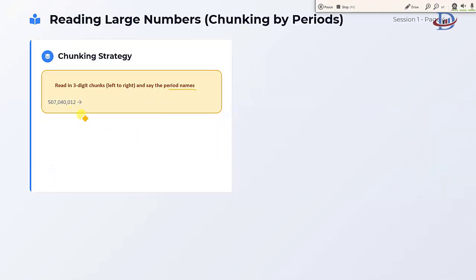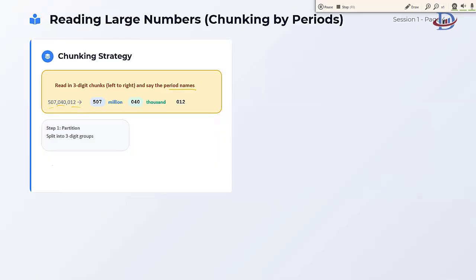So for example, this number here, we split 1, 2, 3, comma, 1, 2, 3, comma. We have 3 periods. The 3 periods refer to millions, thousands, and the ones. So we have 507 million, and then we have 40,000, and then 12.